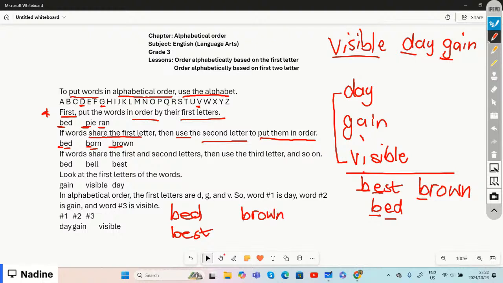That is basically our order: first, second, and third. But you need to specifically look at the first letters. If all the first letters are the same, you go to the second letters. If that is the same, you go to the third letters, and so on, until you are able to get the words in alphabetical order.